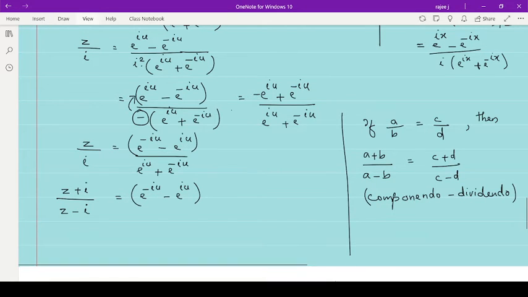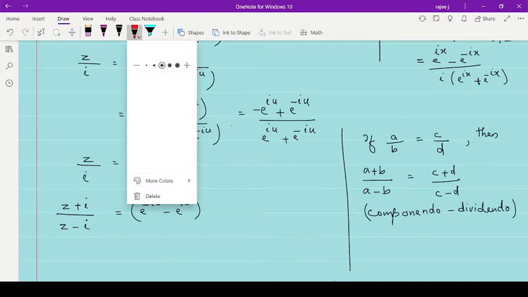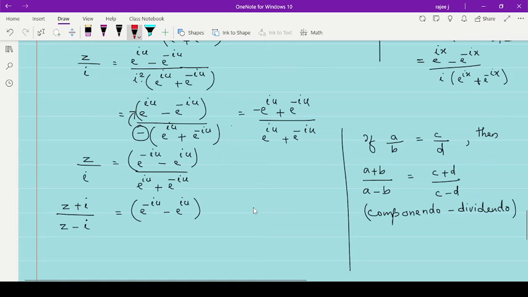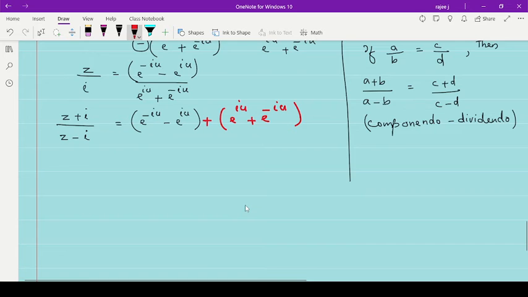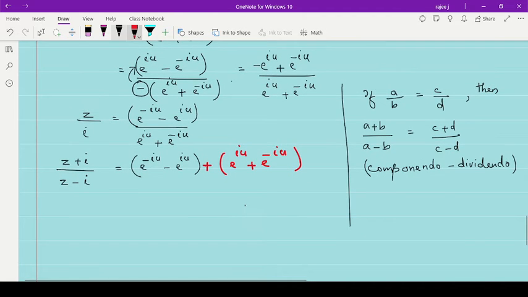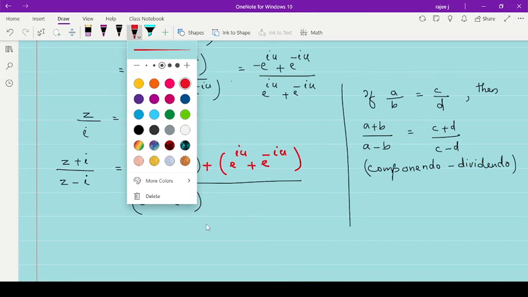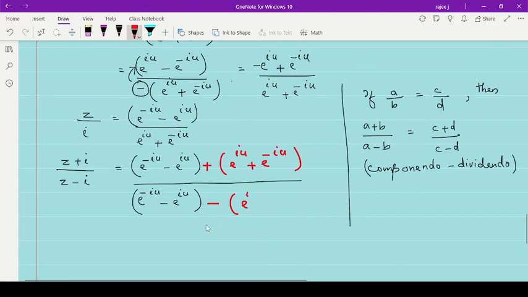Okay. Now plus denominator, we have to write, that is plus this denominator, e raised to iu plus e raised to minus iu, numerator plus denominator, divided by numerator minus denominator, that is e raised to minus iu minus e raised to iu, minus e raised to iu plus e raised to minus iu. Okay. So both left and right we took componendo dividendo.